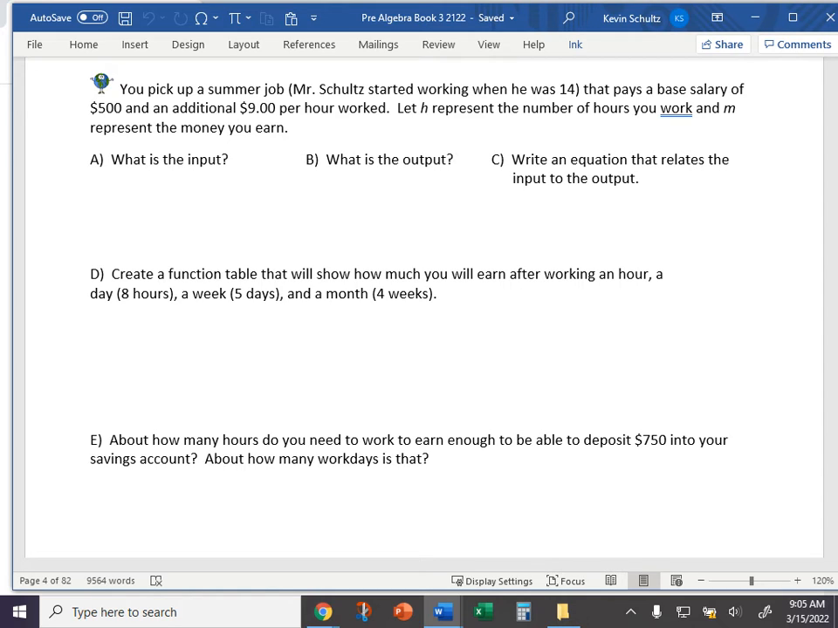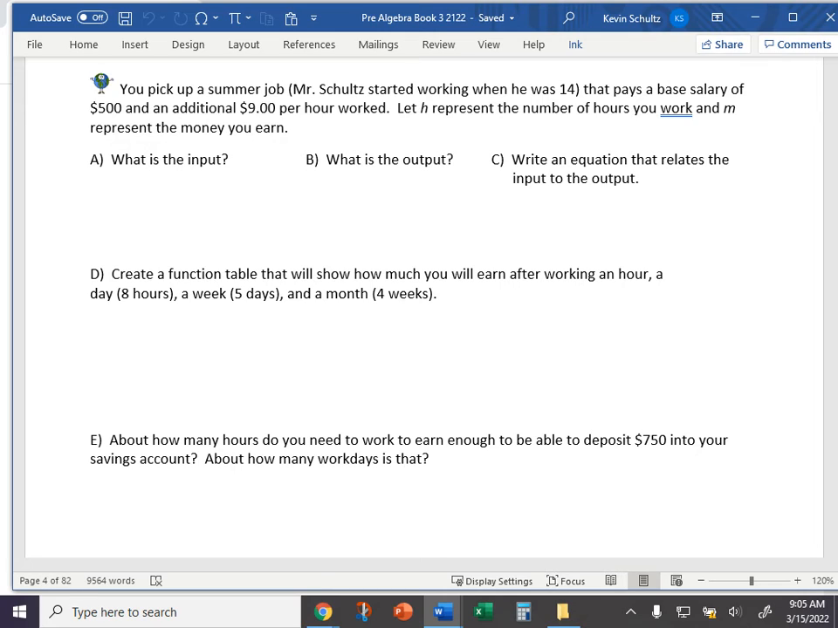So you have a $500 base salary, $500 signing bonus, and then $9 per hour worked. Okay, so let's just think of the situation here. If you want more money, what should you do? Work more hours, right?